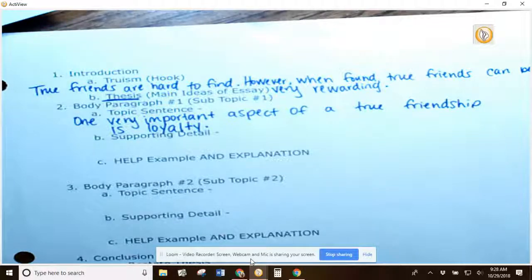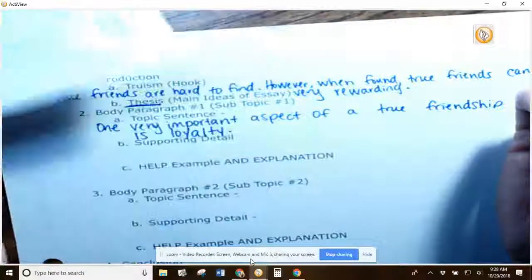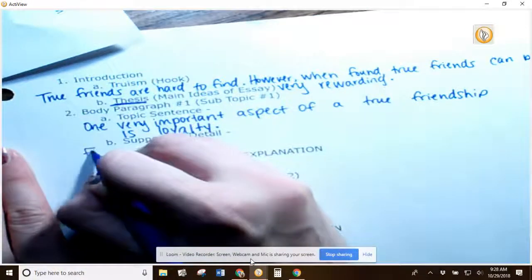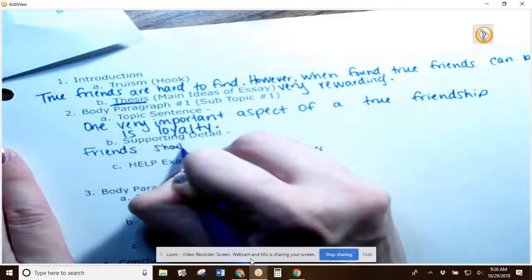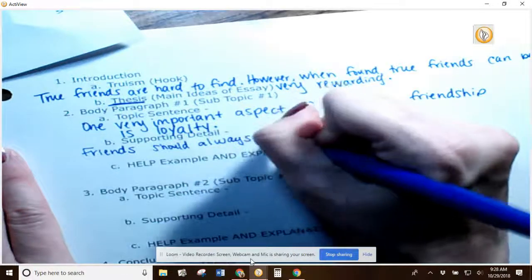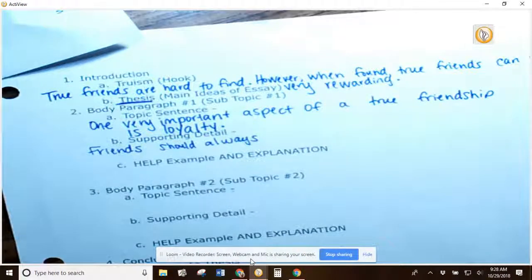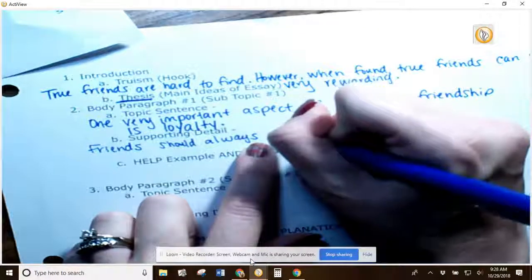So one very important aspect of a true friendship is loyalty. Okay, and then we're going to include our supporting details. So going back to your bubble map, friends should always, we can say stand up for each other. We can say have each other's backs. Whatever you want to say. I'm going to say stand up for each other. Doesn't really matter, but they kind of mean the same thing.